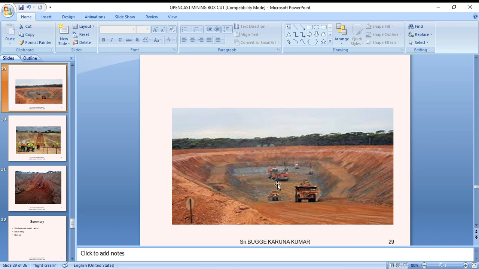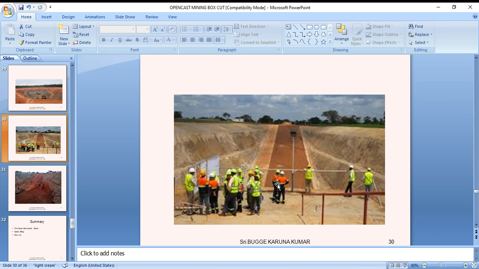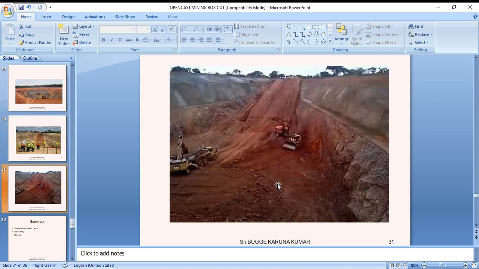The opening trench in continuation of the box cut offers two working faces of adequate length for the desired production on each level. The site of the box cut should be stable and free from geological disturbances. It is very, very essential. The location should be free from geological disturbances.